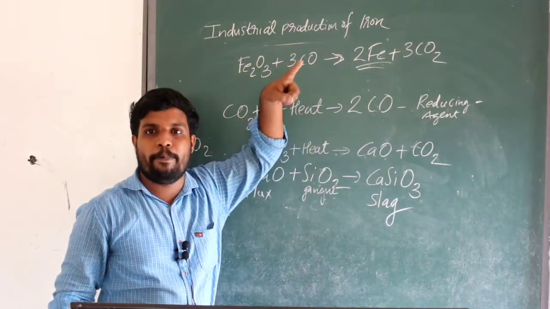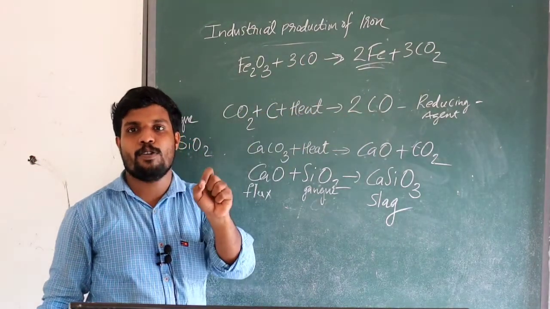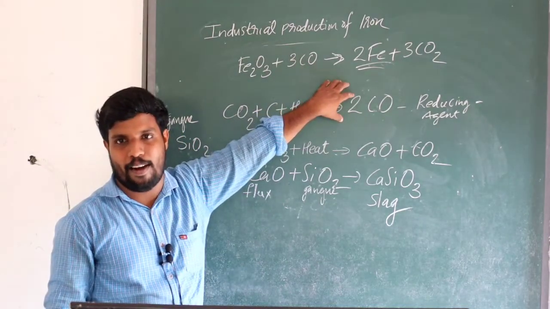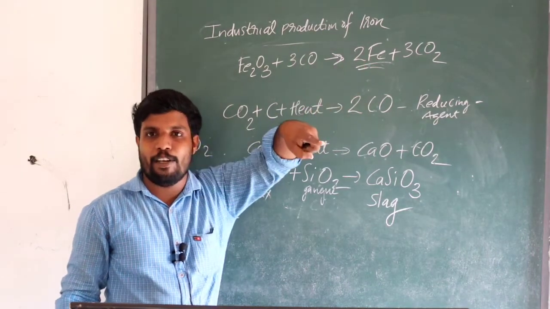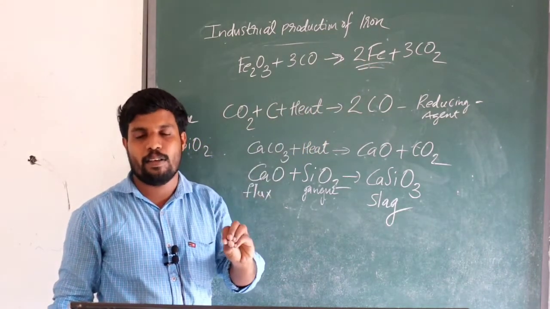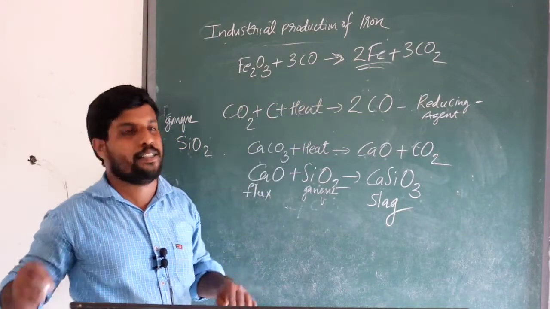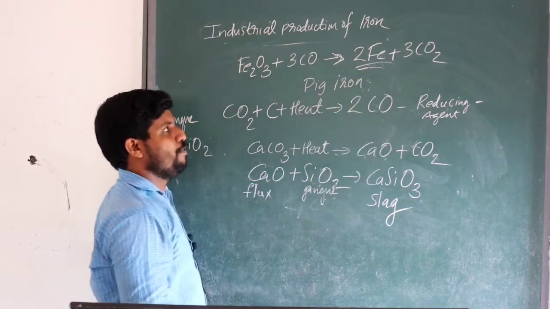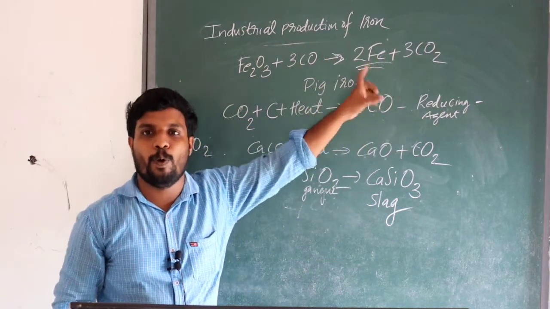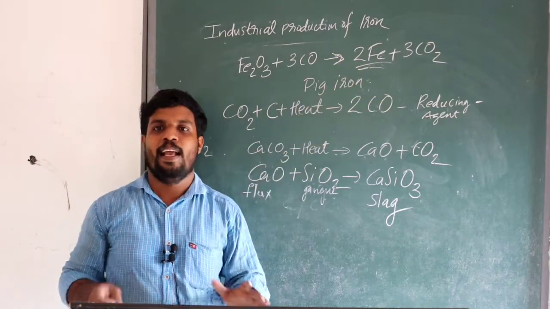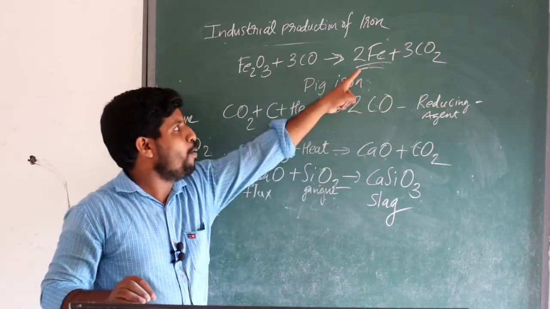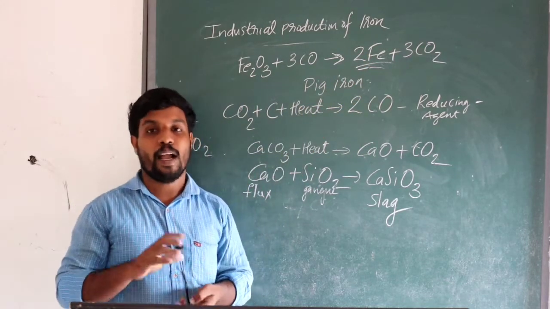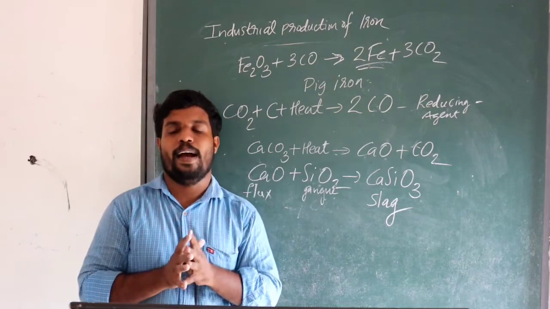The iron obtained from the blast furnace also includes impurities, right? So the iron obtained from the blast furnace is known as pig iron. It is not pure; it contains carbon and manganese as impurities. After refining we get the pure iron.